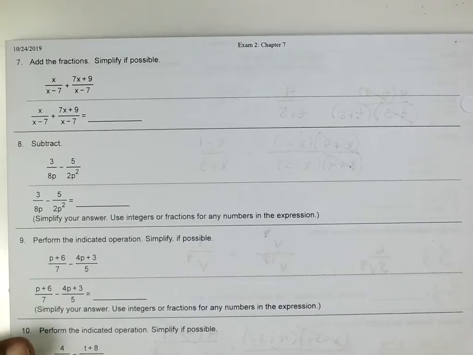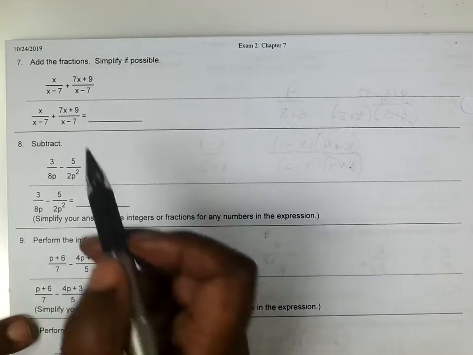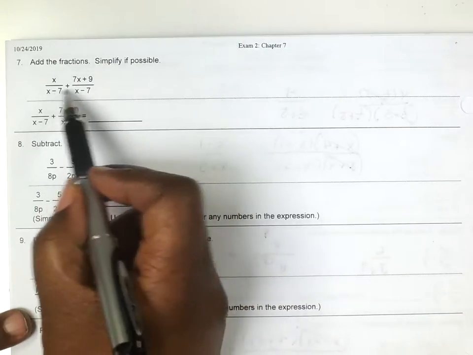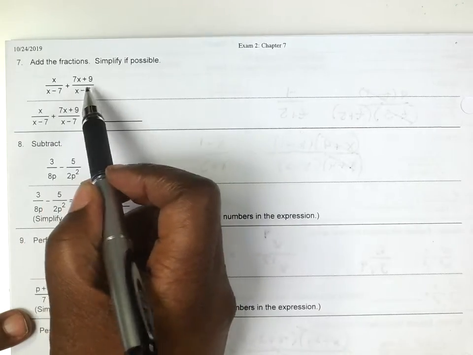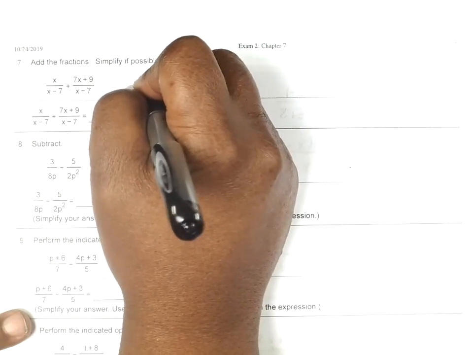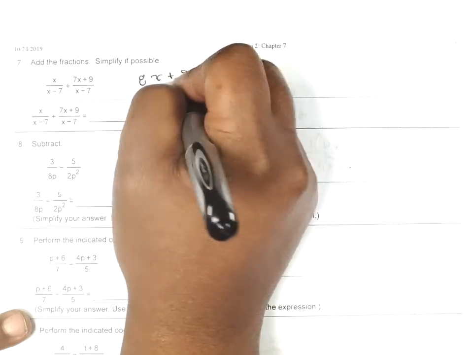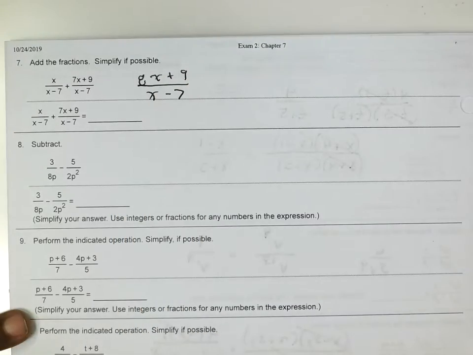and an x plus 3 on the bottom. For number 7, we're adding. So this already has a common denominator, and because it already has a common denominator, I can just add the numerators. So I get 8x plus 9 over x minus 7. That can't be simplified, so that's as far as I can go for that.